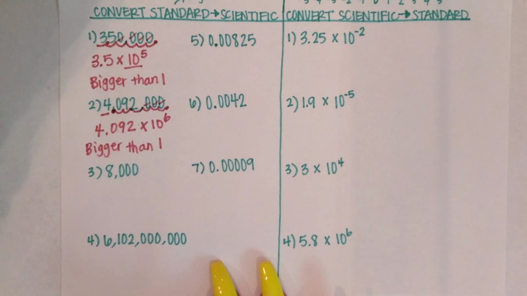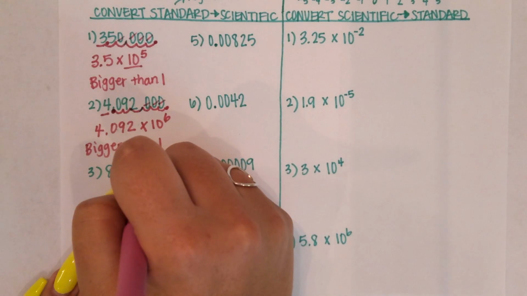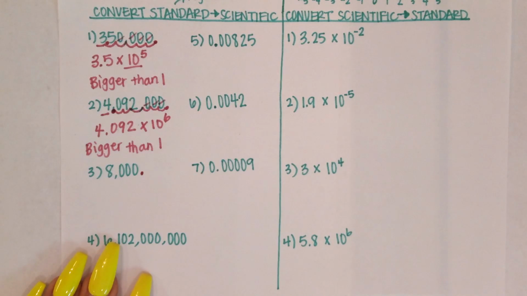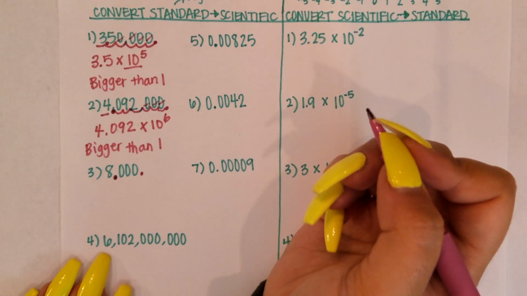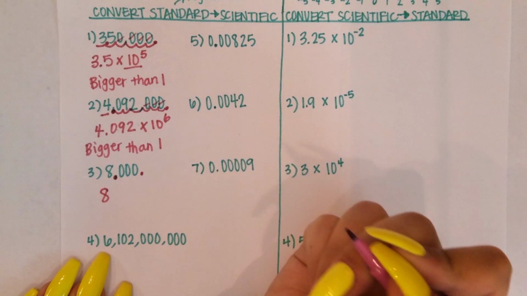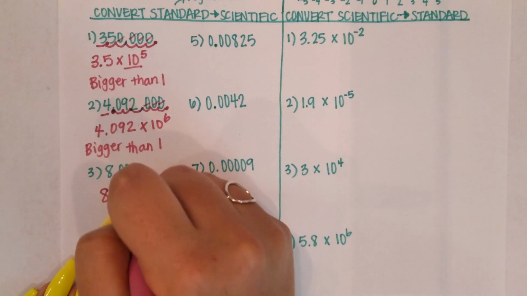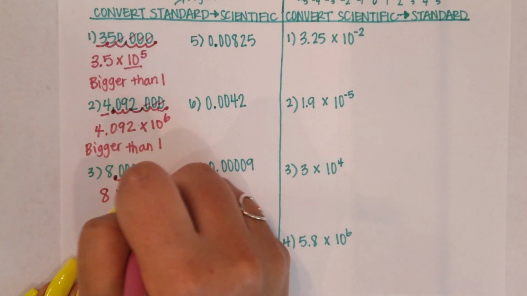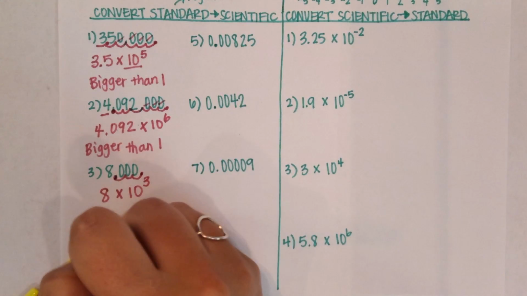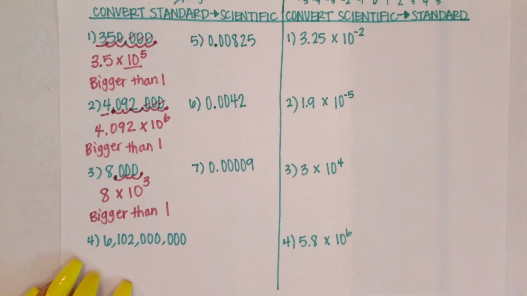So my exponent is a positive 6 because this number is bigger than 1. Number 3, 8,000 doesn't have a decimal. So I'm going to put it at the end. And I want to move it to where I only have one number to the left. So I'm going to move it between the 8 and the 0. So my new number is going to be just 8. You do not have to add the 0.0. So 8 times 10, and I moved it 1, 2, 3 times. So my exponent is a 3, and it is a positive 3 because 8,000 is bigger than 1.